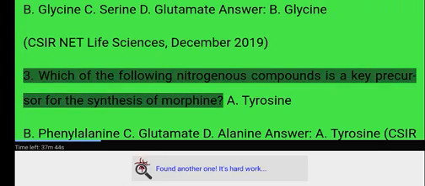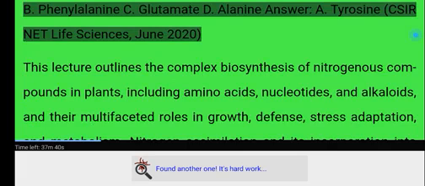3. Which of the following nitrogenous compounds is a key precursor for the synthesis of morphine? A. Tyrosine. B. Phenylalanine. C. Glutamate. D. Alanine. Answer: A, tyrosine. CSIR NET Life Sciences, June 2020.